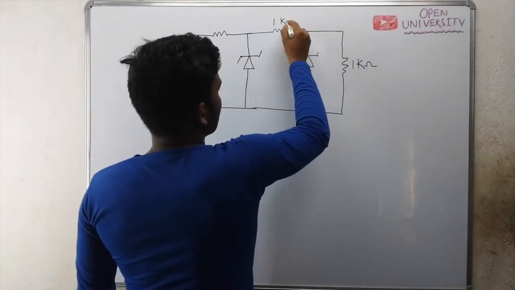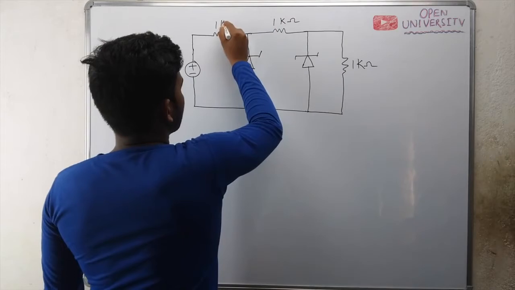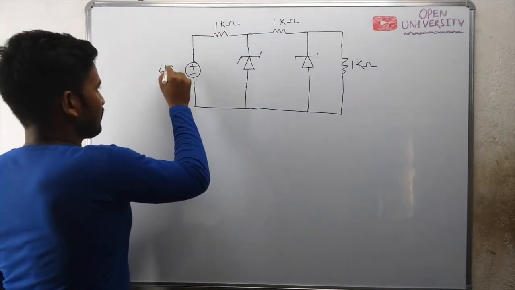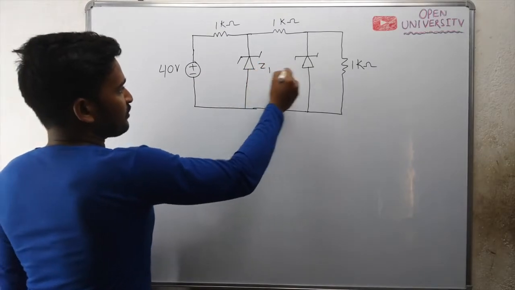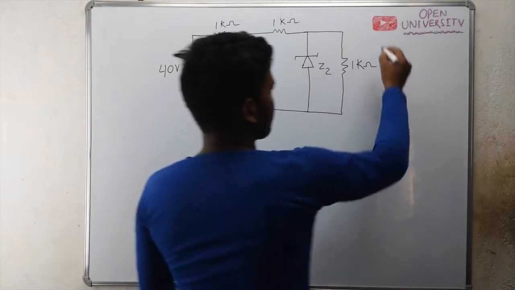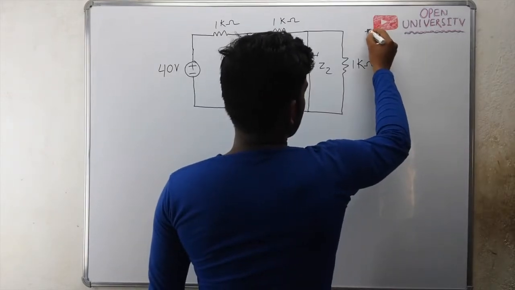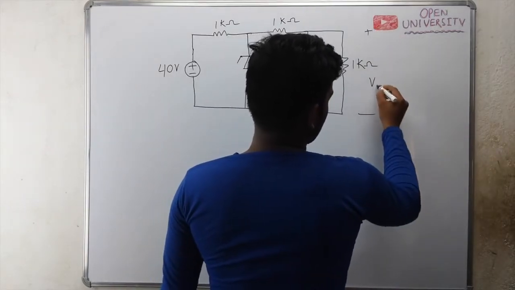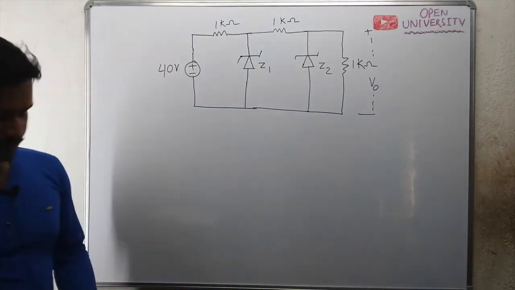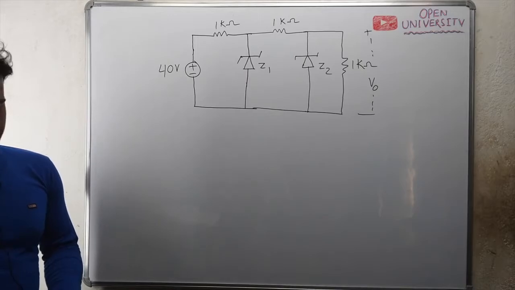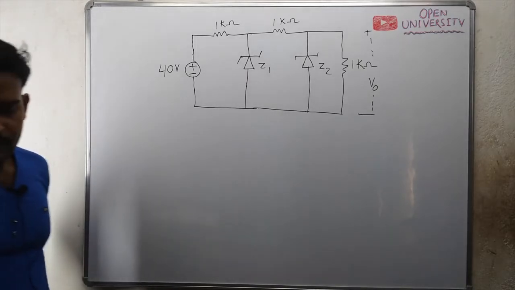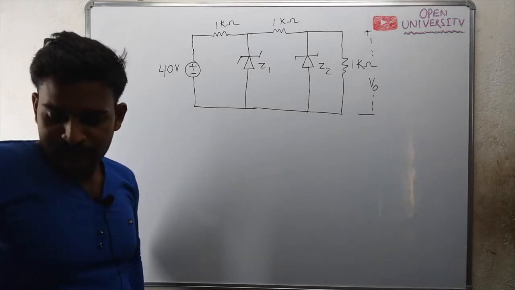This is also 1 kilo, this is also 1 kilo. The input voltage is 40 volt. This is your Z1, this is Z2, and this is your V naught. The voltage across this diode is V naught. So it is asked to find out the output voltage.